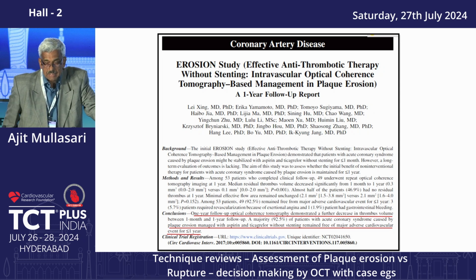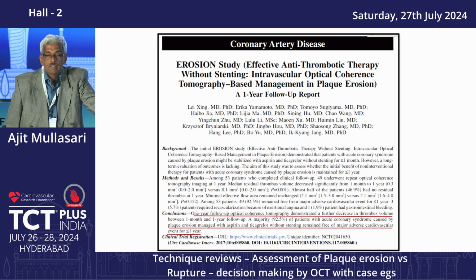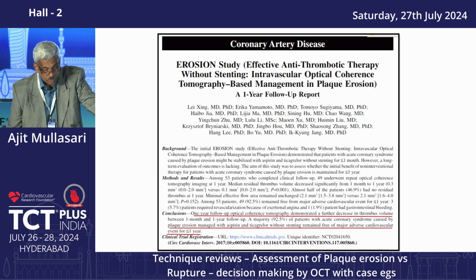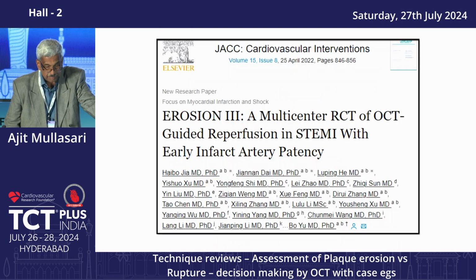Where is the evidence? This is the first study, EROSION, which was done by I.K. Jang and a lot of Chinese colleagues, which showed that a 1-year follow-up of OCT demonstrated a decrease in thrombus volume in plaque erosion patients treated with aspirin and ticagrelor without stenting, and had no major MACE events. So you can safely leave these patients with erosion on dual antiplatelet.